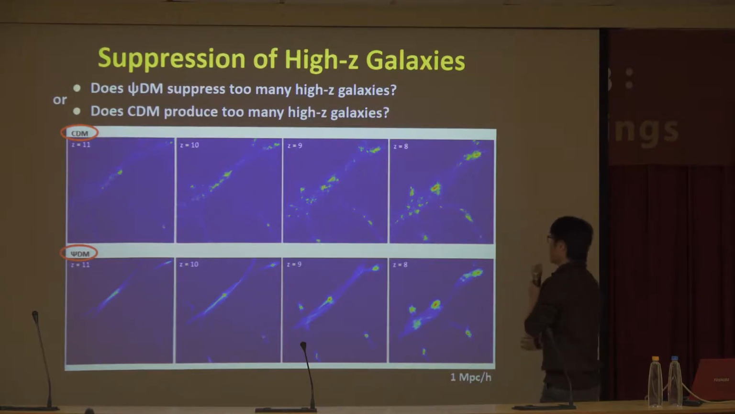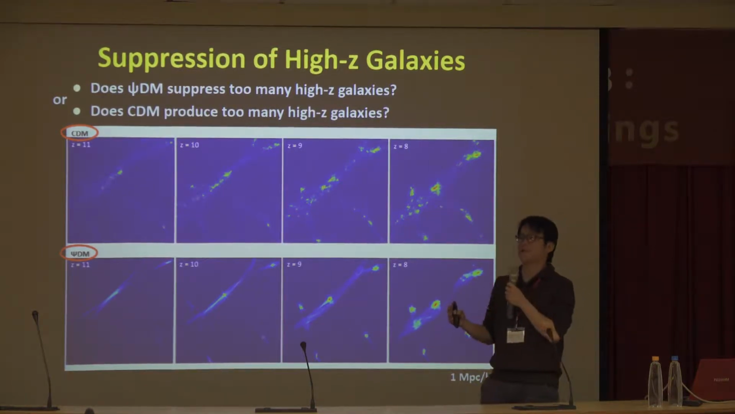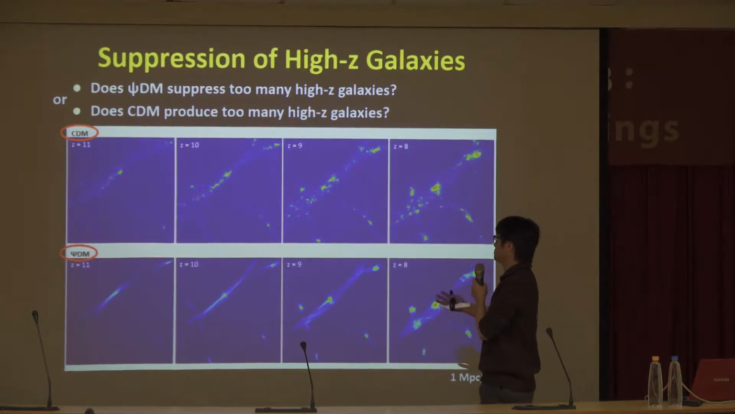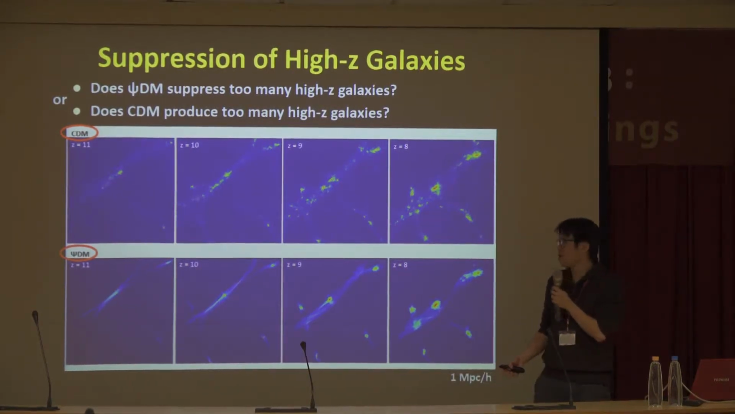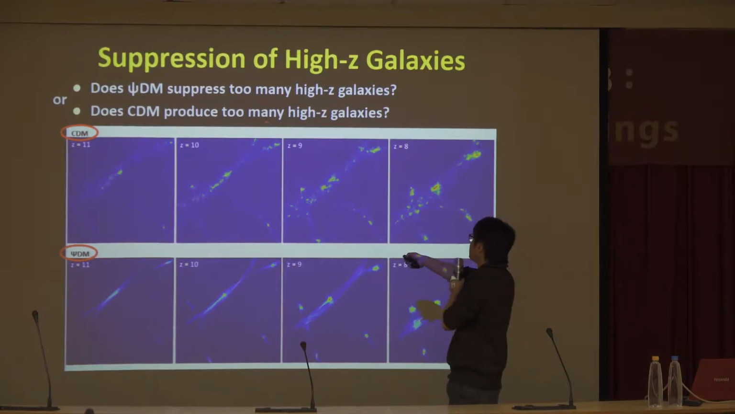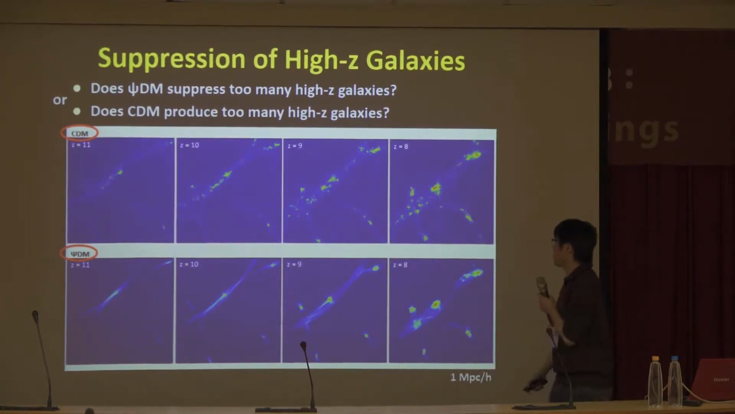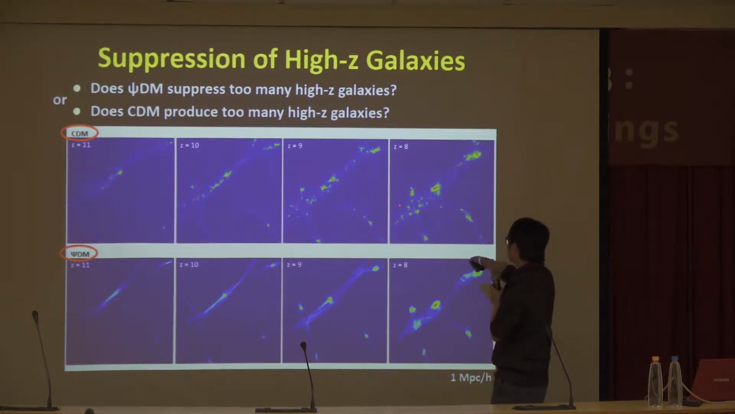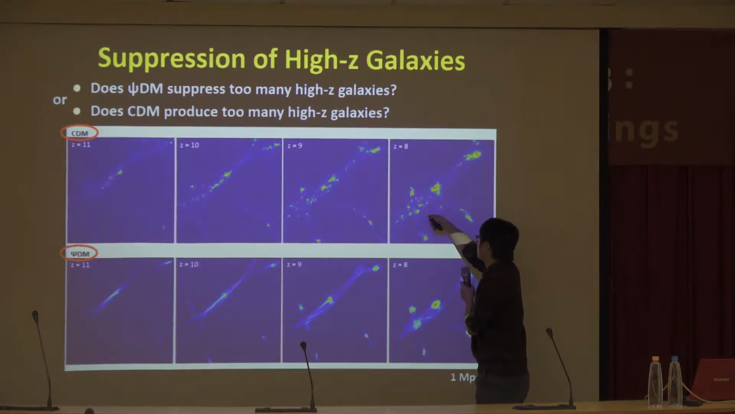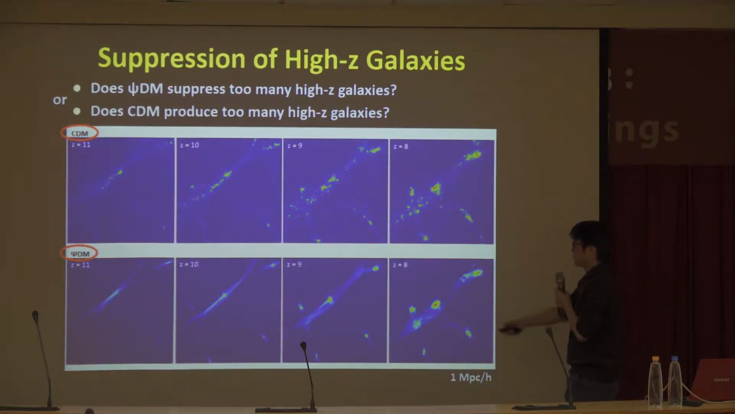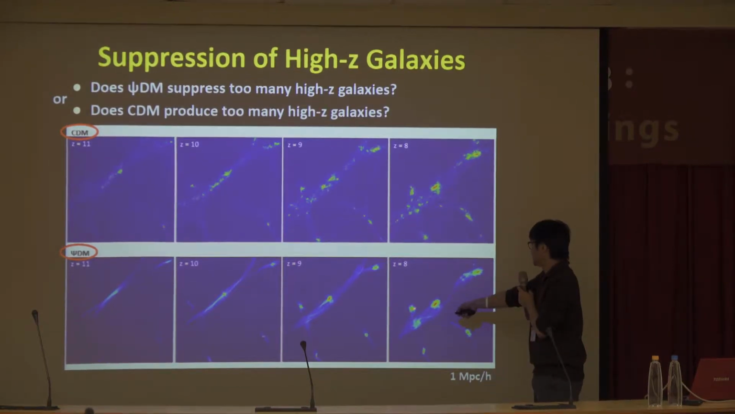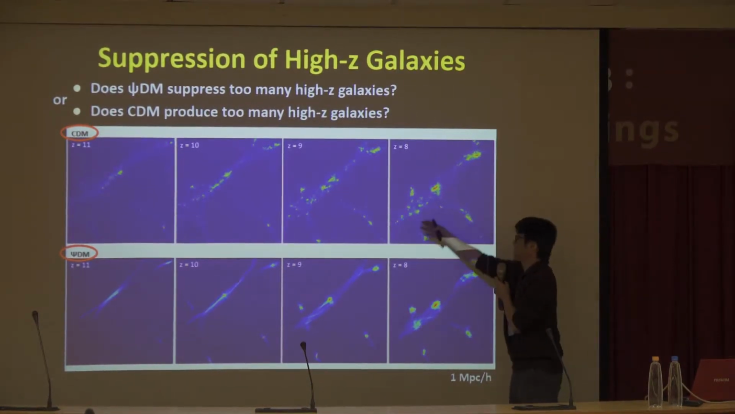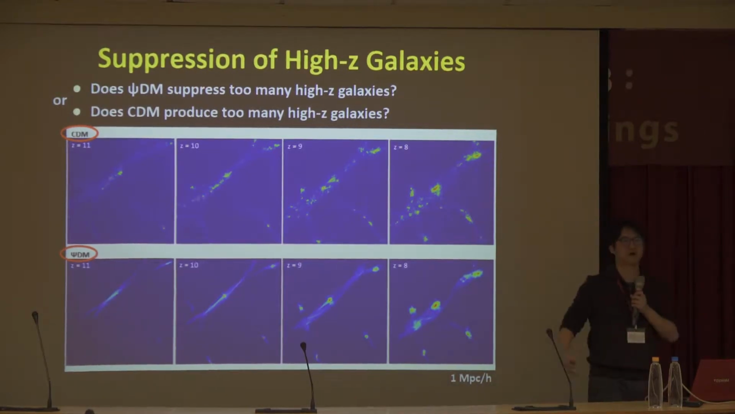The question we can ask is that for this given particle mass, does the Psi model suppress too many high-redshift galaxies because of this quantum pressure? Or does the CDM model actually produce too many high-redshift galaxies? The upper panels are the CDM simulations. You can see there are small clumps here. They are low-mass halos. For the corresponding Psi simulation, you still get these massive halos, but all these small-scale structures are suppressed because of the quantum effect.